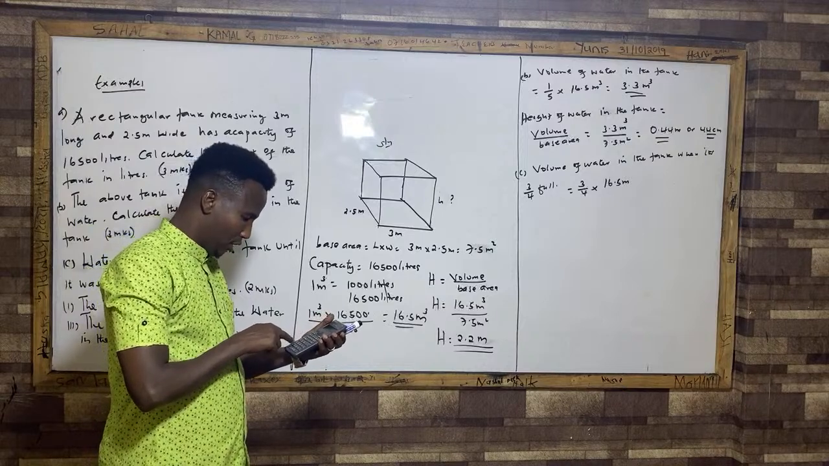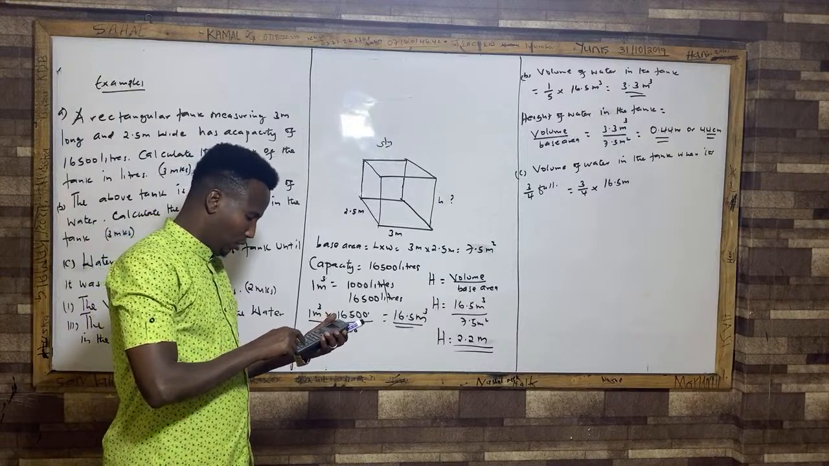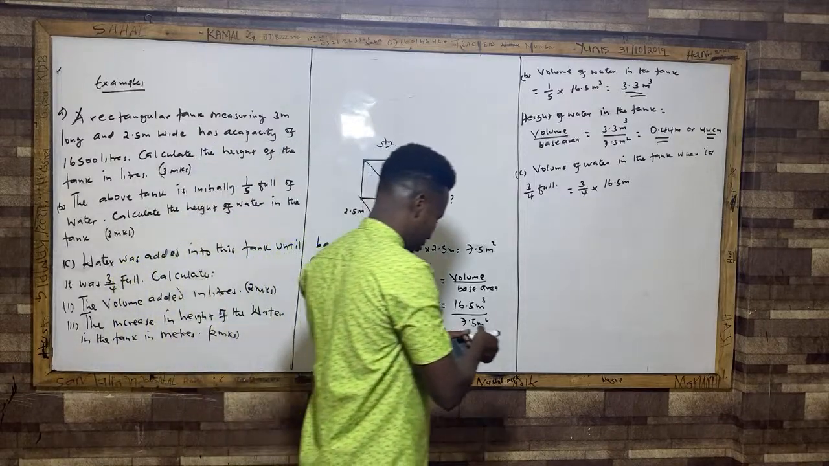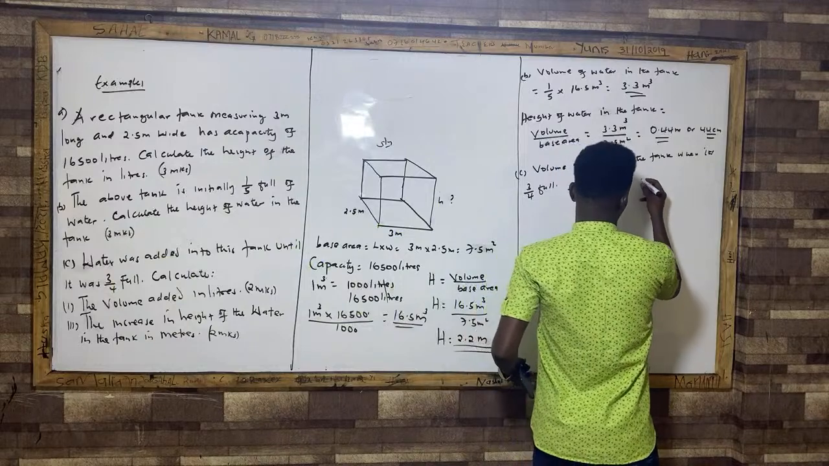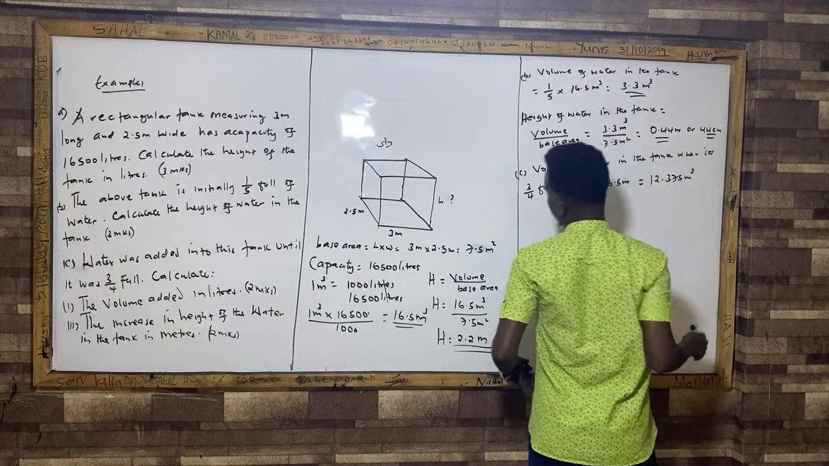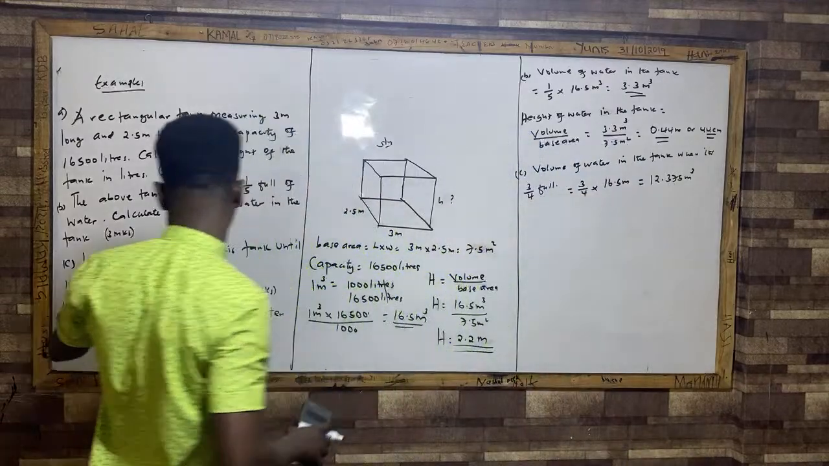16.5 times 3 divided by 4. So this is 12 point... It will be 12.375 meter cubic. So you are told, look here, understanding the nature of the question is very important.